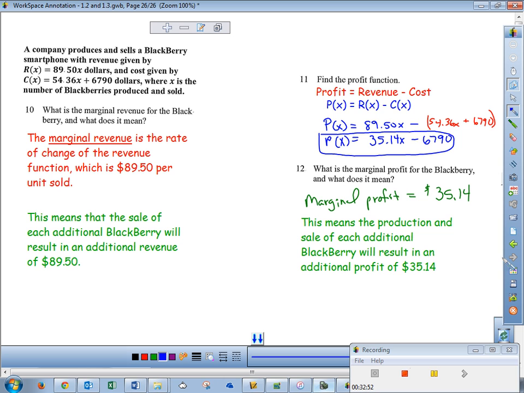And what does it mean? It means the production and sale of each additional BlackBerry will result in a profit of 35.14. Every time they sell a BlackBerry phone, they make $35.14. This means the production and sale of each additional BlackBerry will result in this much, 35.14.